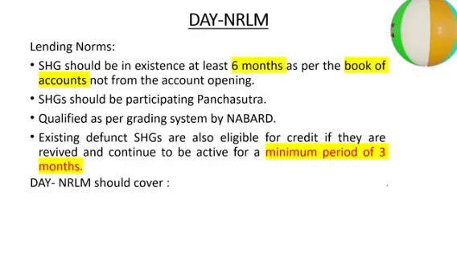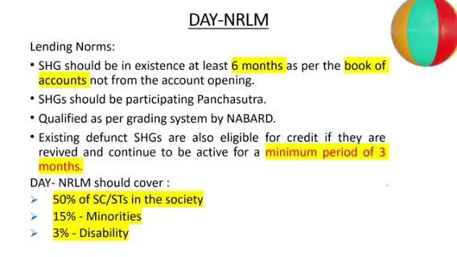DAY-NRLM should cover 50% SC/ST in the society, 15% minorities, 3% disabled. That is, 50% SC/ST, 15% minority communities, 3% disability. This is important. 3, 15, 50 you have to remember.